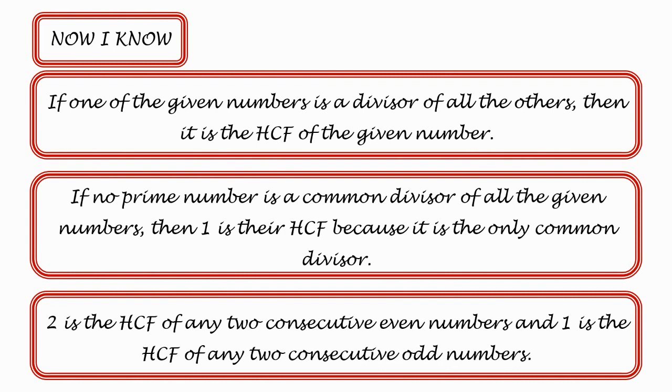Now students, we all know that if one of the given numbers is a divisor of all the others, then it is the HCF of the given numbers. And if no prime number is a common divisor of all the given numbers, then 1 is their HCF because it is the only common divisor. And 2 is the HCF of any two consecutive even numbers, and 1 is the HCF of any two consecutive odd numbers.